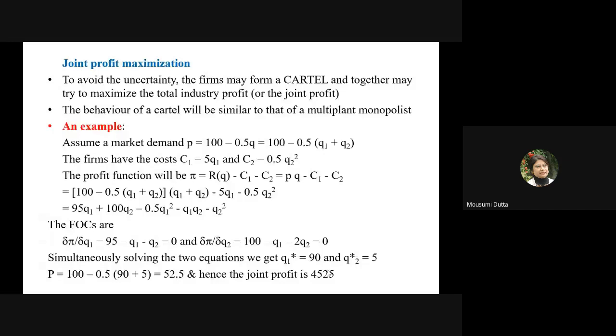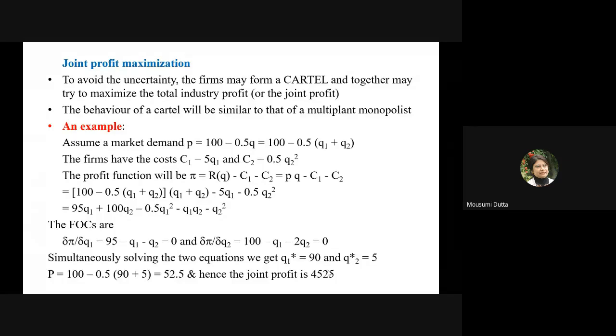As I mentioned here, I'll also talk about joint profit maximization. Because there is some uncertainty, there is a matter of guess and counter guess, all these things are there in the Cournot context. If you produce this amount, this will be my reaction. So to avoid the uncertainty, the firms may form a cartel. Jointly they are taking some decision. So a joint decision is called the cartel.